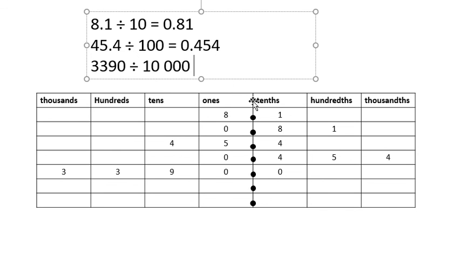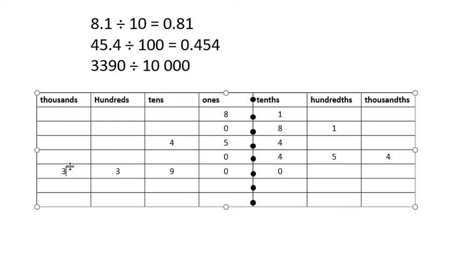Our last one here with our largest numbers, 3,390 divided by 10,000. So I've written down here my 3,390 as 3 thousands, 3 hundreds, 9 tens, 0 ones, 0 tenths. Because I'm dividing by 10,000, let's see how many columns we have to move it over. If we're dividing by 10, we move it over to the right 1. For dividing by 100, we move to the right by 2. For dividing by 1,000, we move to the right by 3. And if we're dividing by 10,000, we move to the right by 4.